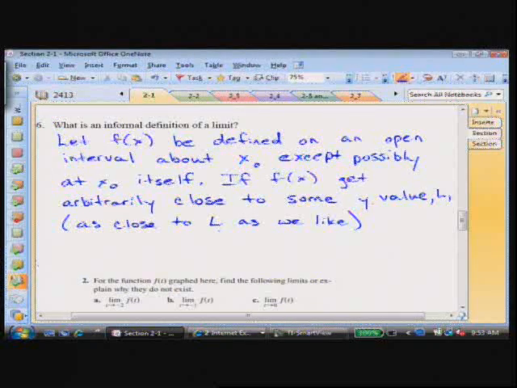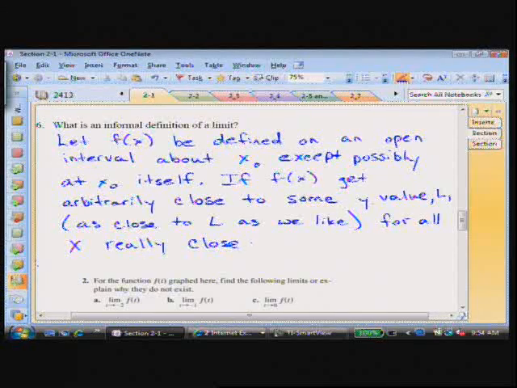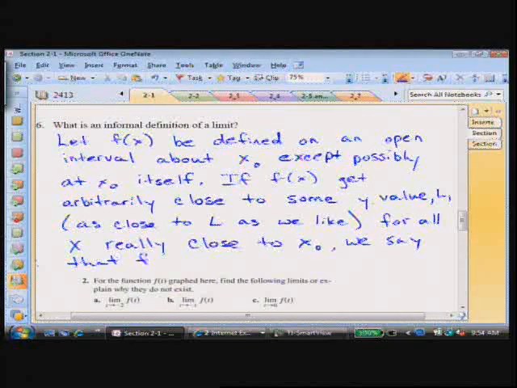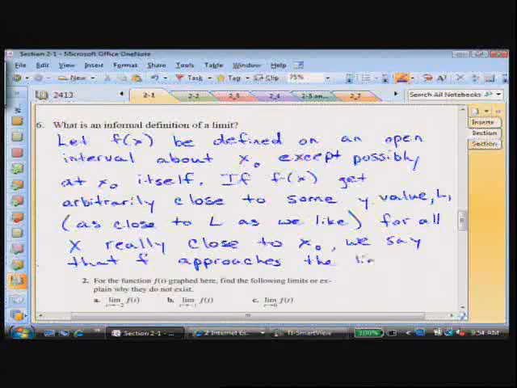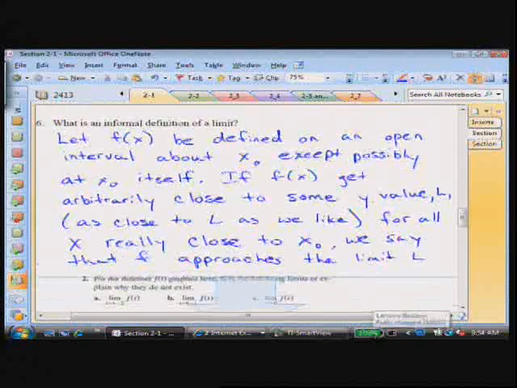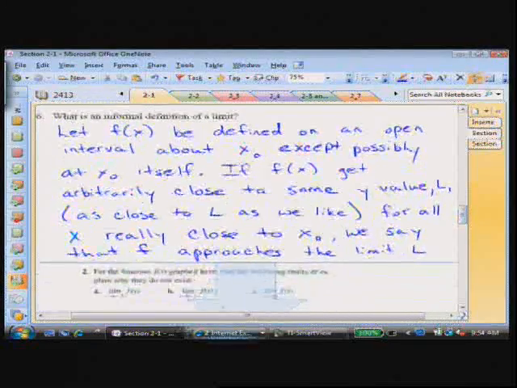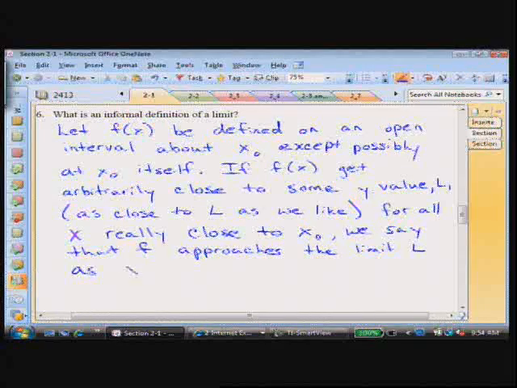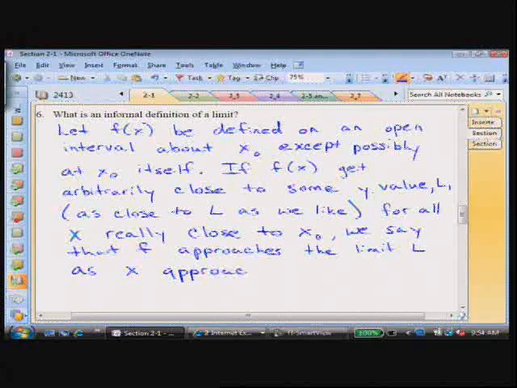Okay, so let's see. If f of x gets arbitrarily close to some y value called L for all x really close to x naught, so we're just trying to get as close as we want, we say that f approaches the limit L as x approaches x naught.